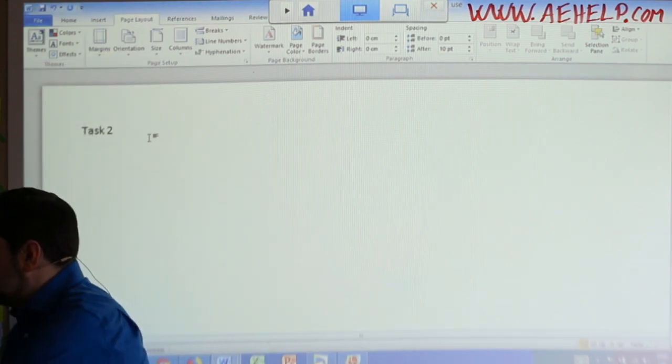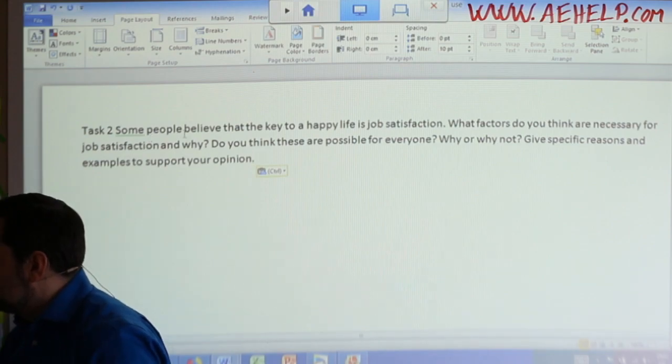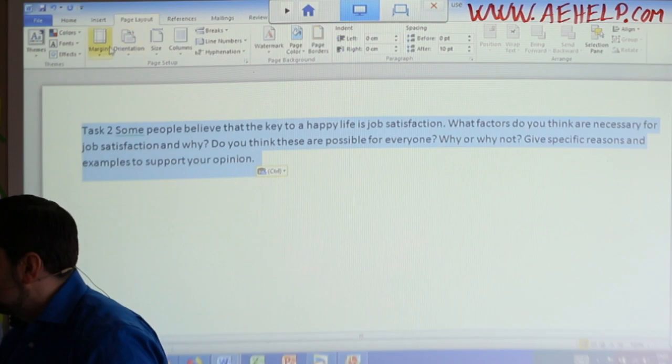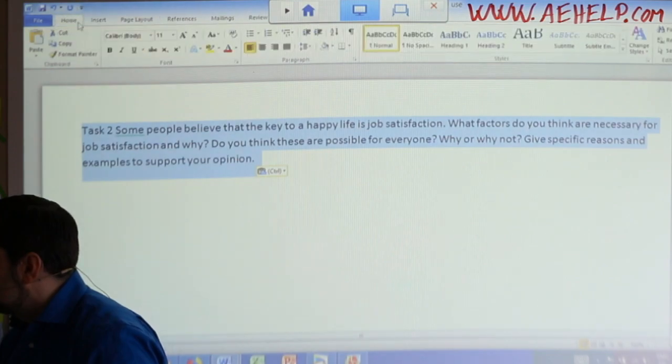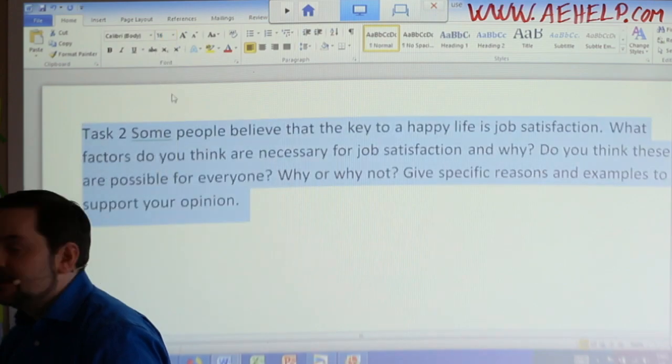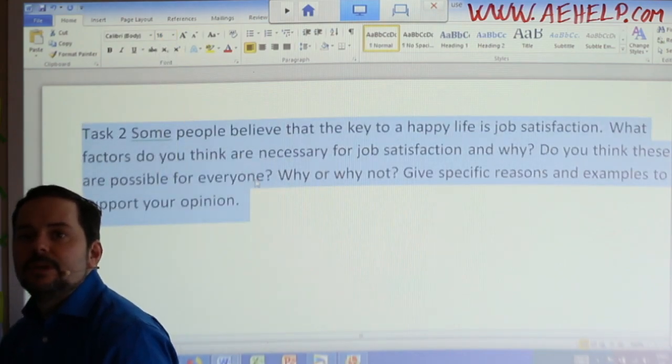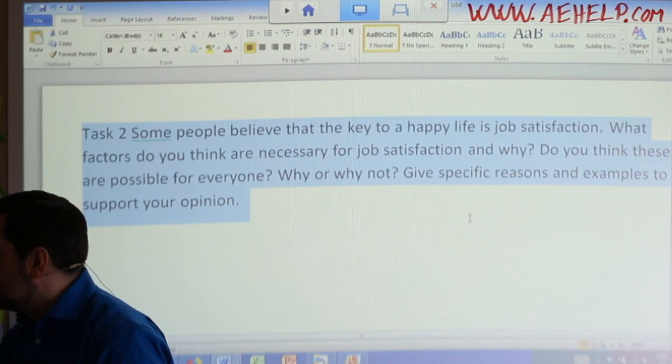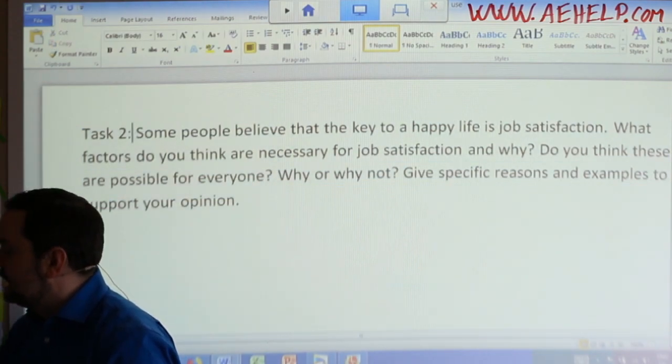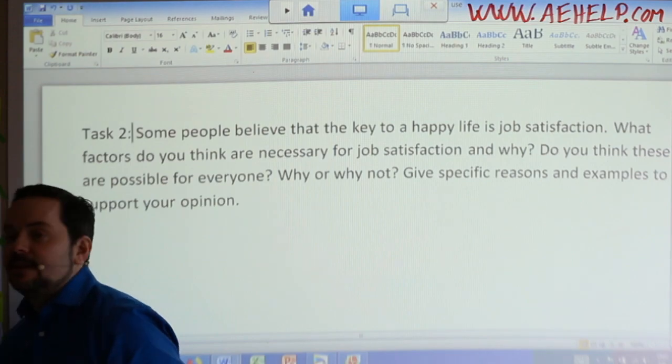So here we go. This is today's question. I'm going to make it a little bit bigger font here so everybody can see it clearly. Let's go to size 14. All right. So here is today's IELTS Task 2 question. Remember, it is 250 words and you have 40 minutes to write this.